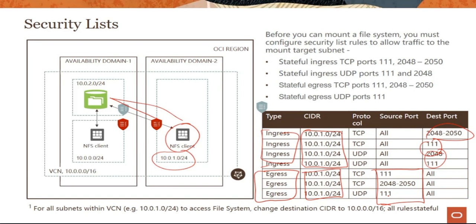If you want all subnets within the VCN to access the file system, just change this CIDR to the CIDR for the VCN. Then all the subnets can access the mount target, and we did that precisely in the previous demo.